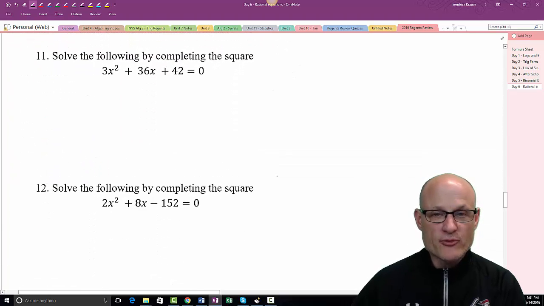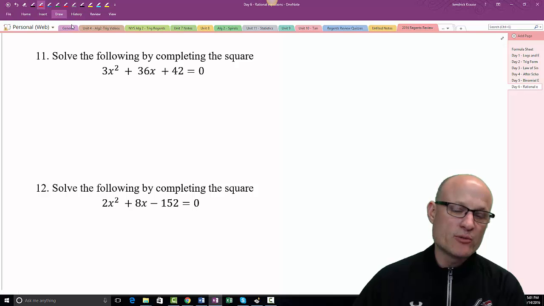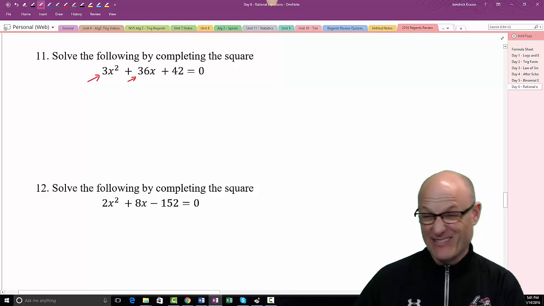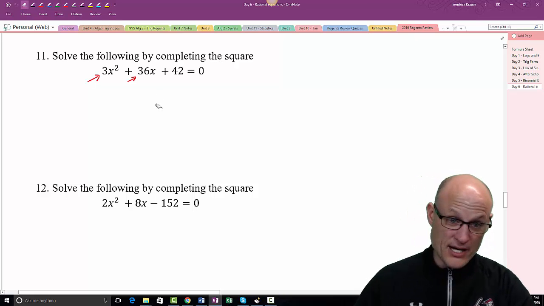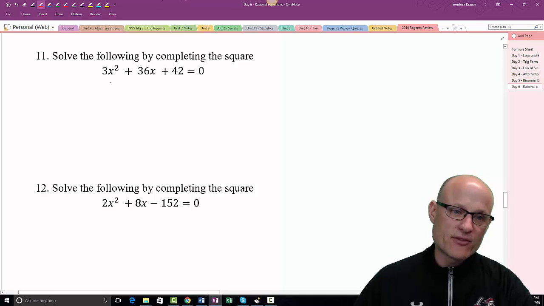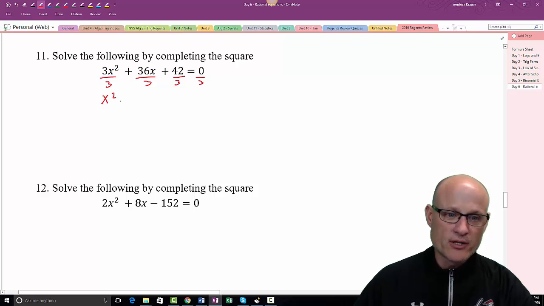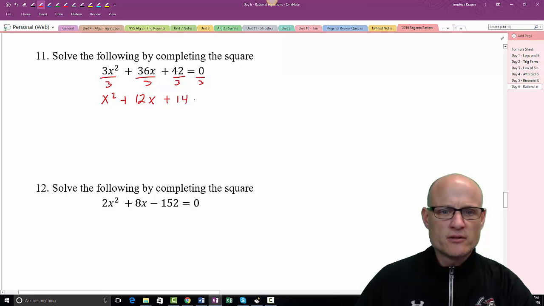Now, I'll walk you through the steps of completing the square. I know that I can do completing the square if this is a 1 and this is even. Well, I don't have either of those. But I can divide through by 3. If I divide the left side by 3 and I divide the right side by 3, I get x squared plus 12x plus 14 equals 0. Oh, yeah, this isn't going to factor. I was like, man, that's not going to factor.